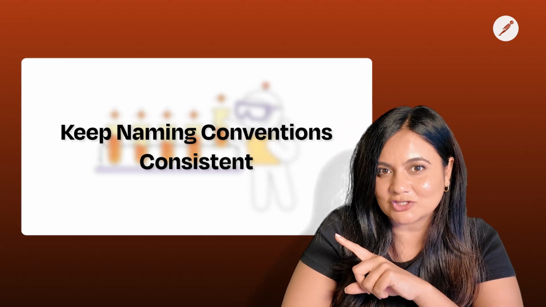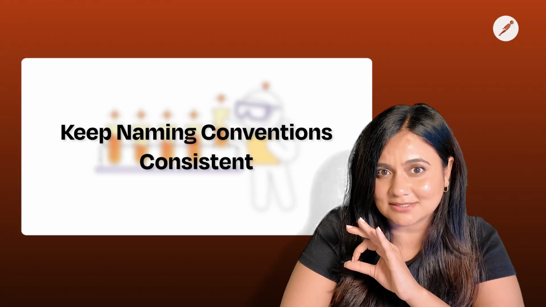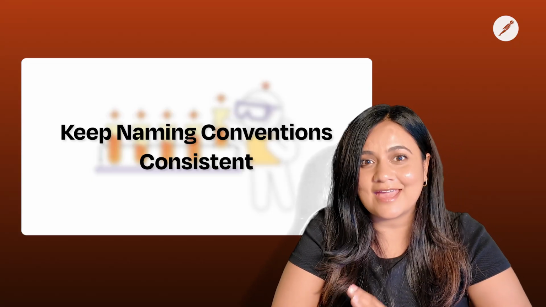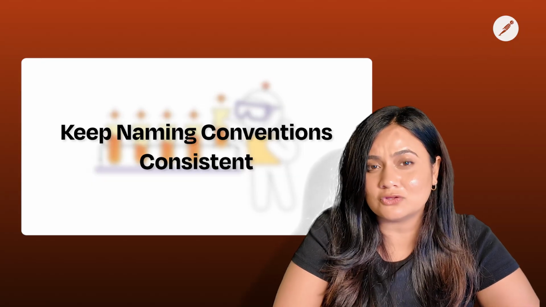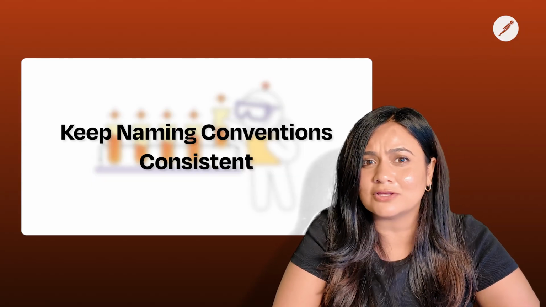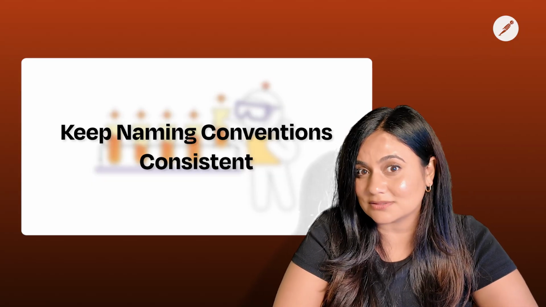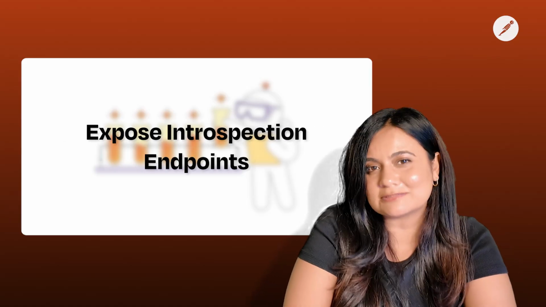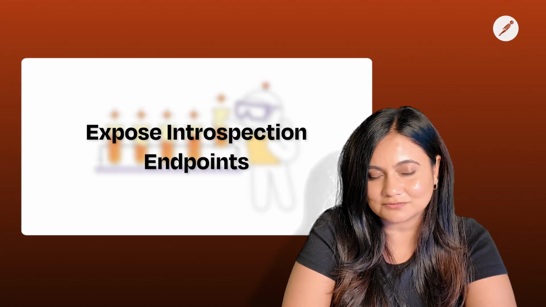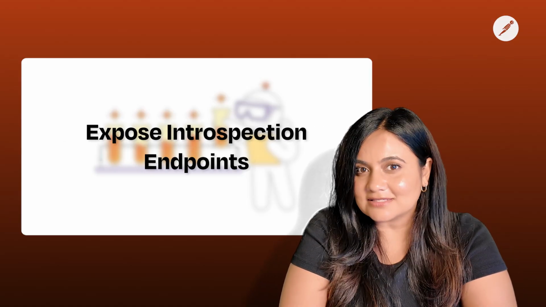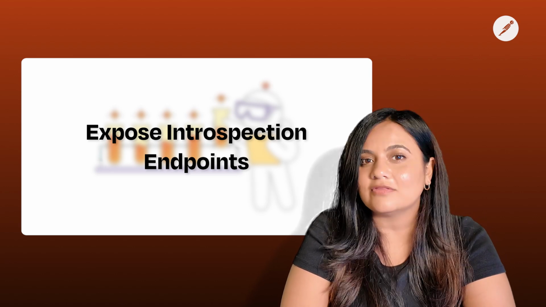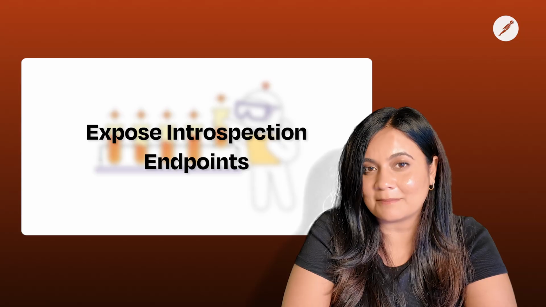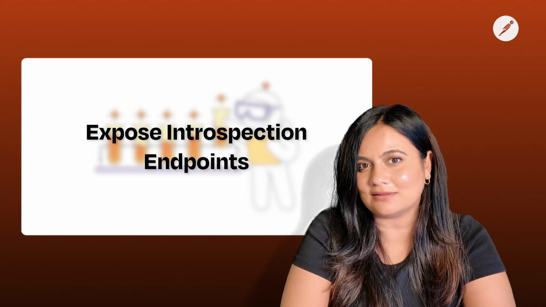Keep your naming conventions rock solid consistent. Remember, AI thrives on predictability. If you've called something user ID, don't call it user_ID somewhere else. And finally, expose introspection endpoints. This is huge. Let AI systems discover your API capabilities automatically. Think of it like giving your AI a map of your entire API landscape.